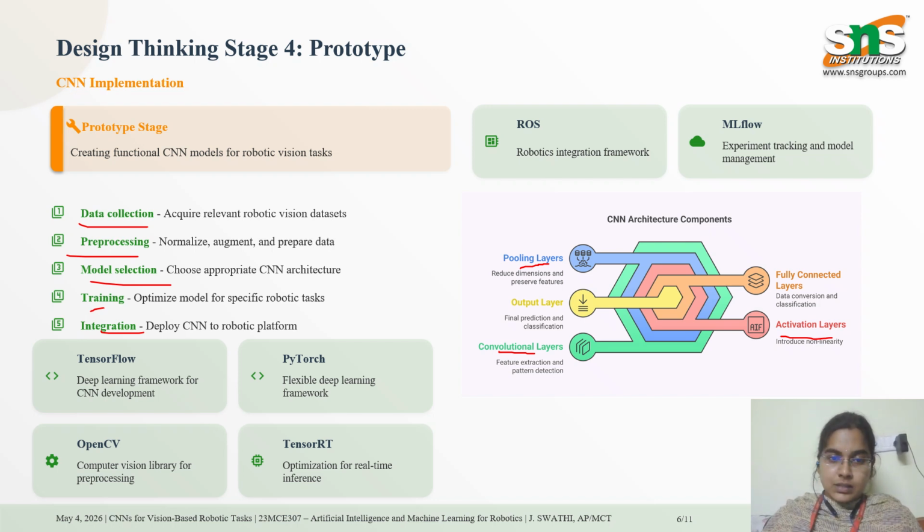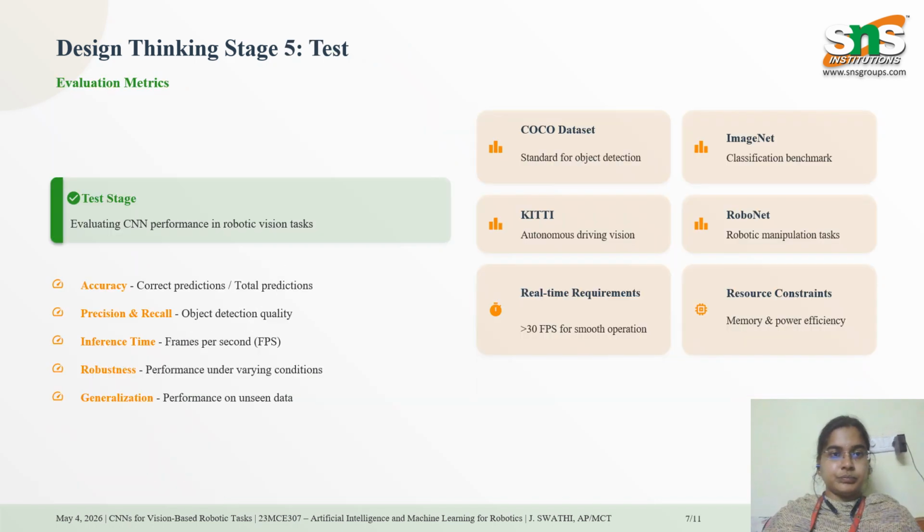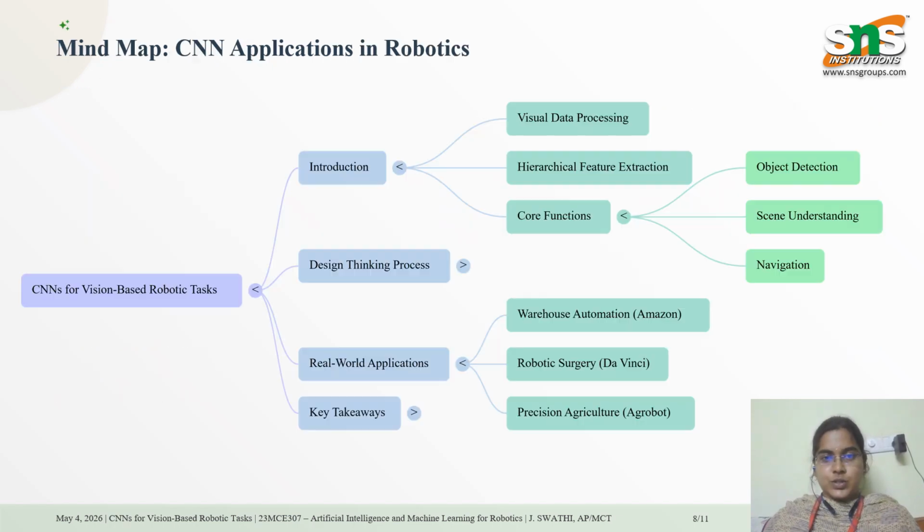Apart from these frameworks, we also have ROS, the Robot Integration Framework, and MLflow, which is for experiment tracking and model management. Coming to the testing part, what we look for here is accuracy, precision, inference time, that is frames per second, robustness and generalization.